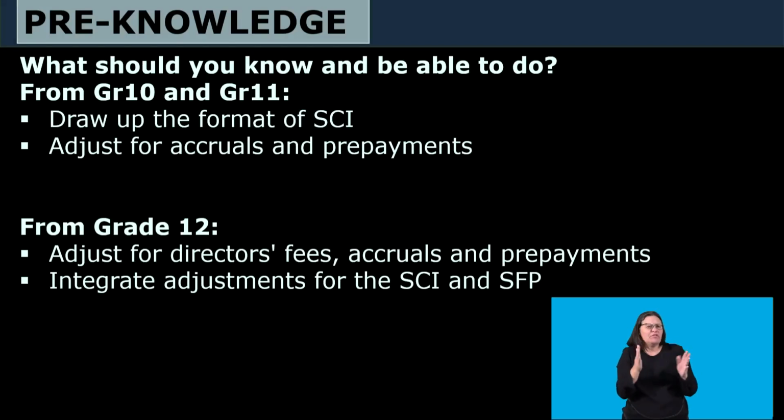Pre-knowledge. What do you know already? So far, from your grade 10 and 11, you know how to draw up the format of the statement of comprehensive income, and you also know how to adjust for accruals and prepayments. This year, we are going to focus on other adjustments, such as your director's fees, audit fees, when there are accruals as well as prepayments, and how we integrate these adjustments in both the statement of comprehensive income and the statement of financial position.